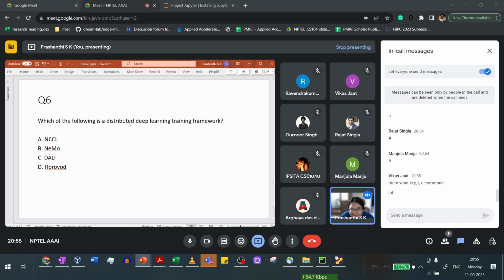Let's move to the next question. Which of the following is a distributed deep learning framework? And you have 4 options. D, Horovod. Okay. Anyone else? Easy to use. Okay. D. Okay. Yes, the answer is D.